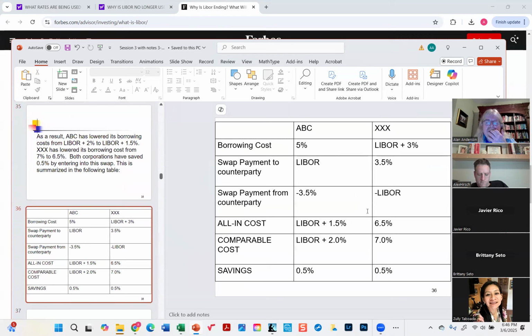But anyway, so this is the table, just to summarize everything in case we overlooked anything. It's all listed right there.